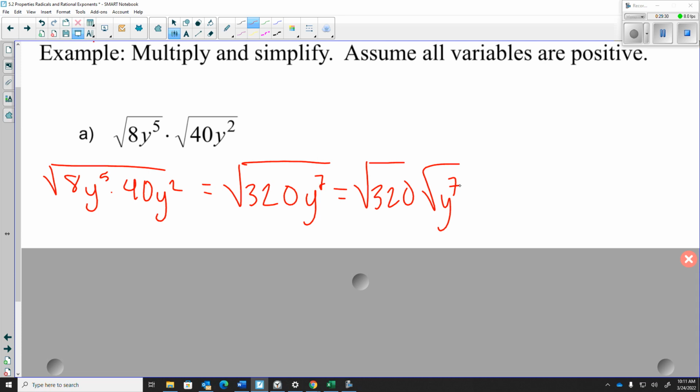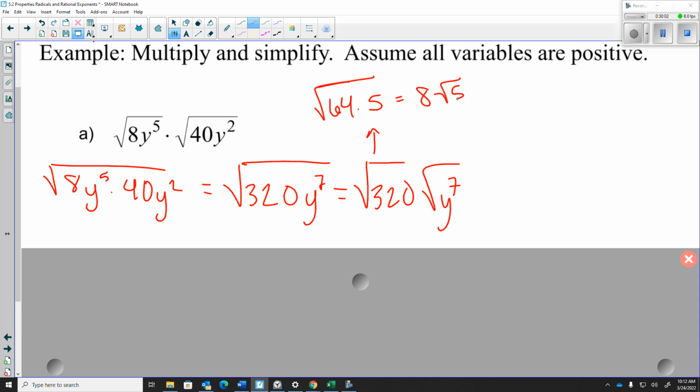25, because it's a multiple of 5. No, 25 doesn't do it. Does 64 do it? 64 it does, it's 5. 64 times 5? Yep. Okay, so this is 64 times 5. And what's the square root of 64? 8. All right, so this becomes 8 root 5.